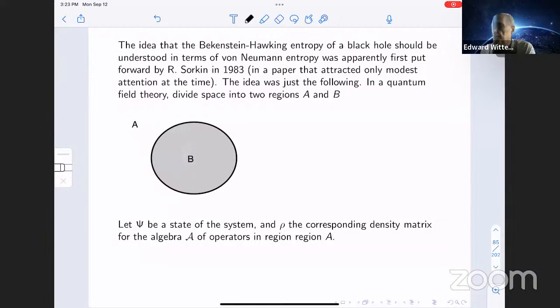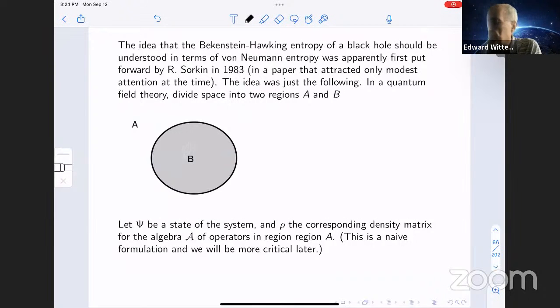And then we tried to define a density matrix rho for the algebra curly A of all operators in region A. In other words, rho is supposed to be the density matrix that describes all experiments that you and I can make, as long as you stay outside of the black hole. If you cross the horizon, you could make an observation in region B, but you will have an unfortunate fate. You'd better make those observations quickly because you soon will be crushed into the black hole singularity. As long as you stay outside, rho describes all the observations you can make. So that's a slightly naive formulation. We'll be more critical later.